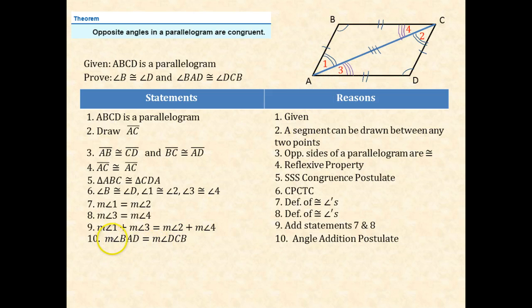Now, since I've said the measure of angle BAD is equal to the measure of angle DCB, by definition of congruent angles, we can now say that angle BAD is congruent to angle DCB. So now we've said both things that we're trying to prove. Angle B is congruent to angle D, and angle BAD is congruent to angle DCB. It has been demonstrated.